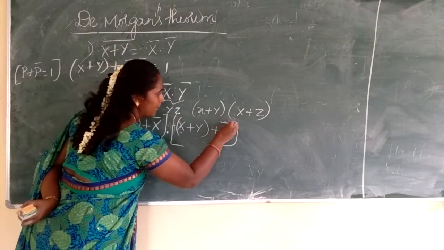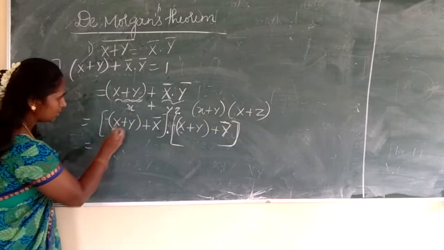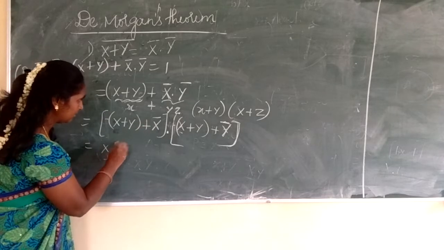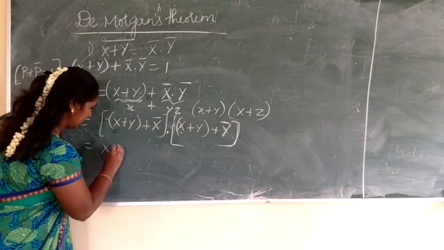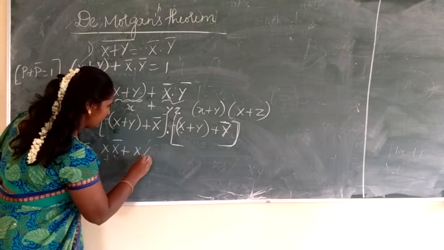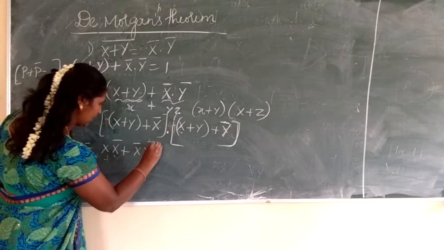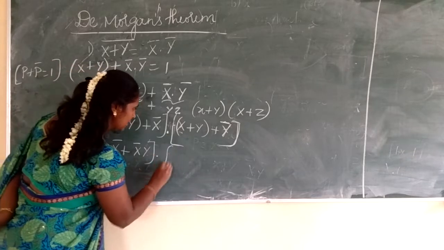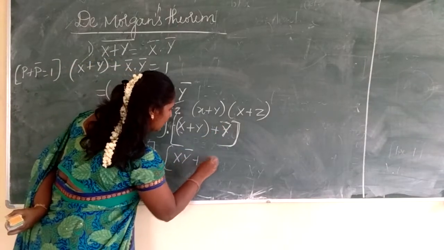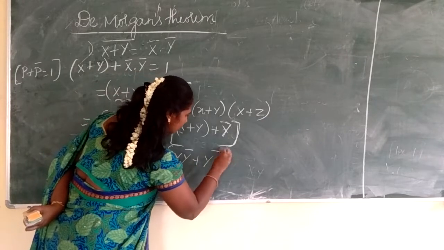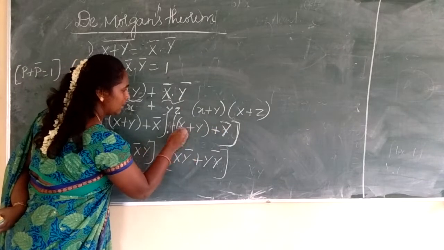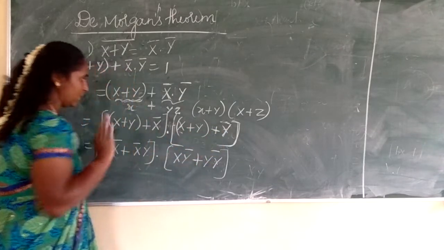So now consider, okay, x, these two things: x into x is x bar, plus x bar y, this one thing. Now consider these two: y bar is x y bar plus y into y bar. You got it? This thing, x plus y into y bar.